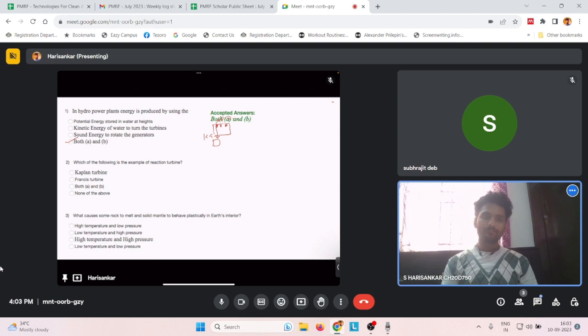Which of the following is the example of a reaction turbine? So we saw the different types of turbine that are used for hydropower. So both Kaplan turbine as well as Francis turbine are part of reaction turbine. So both A and B again is the right answer.